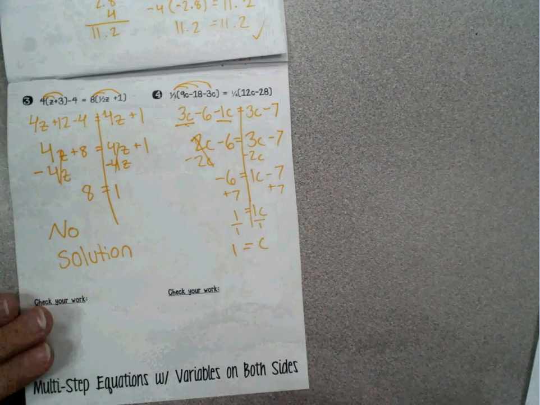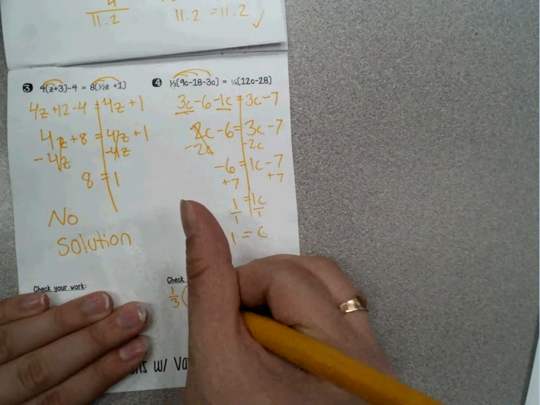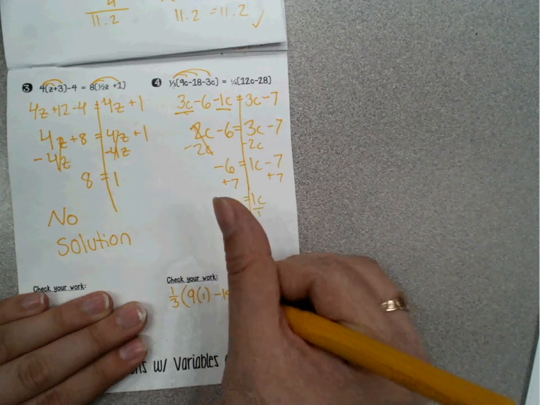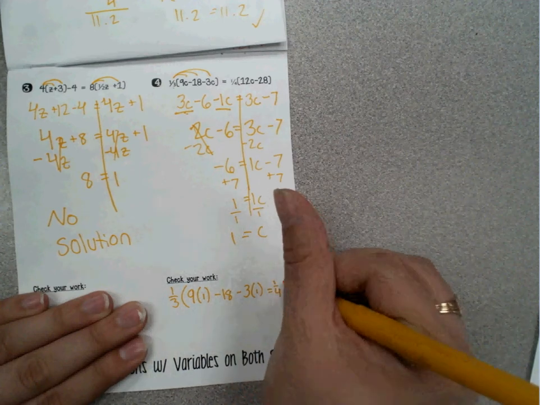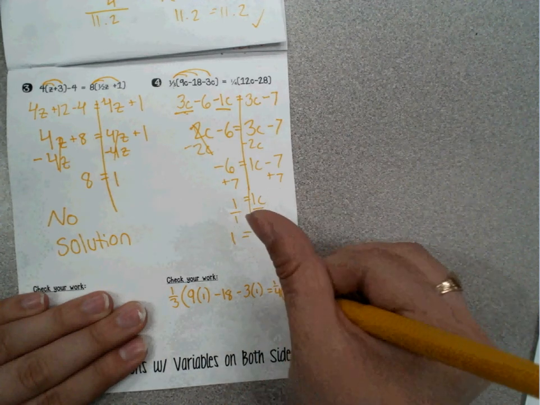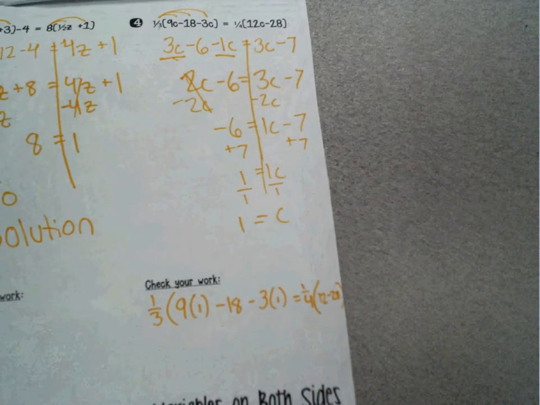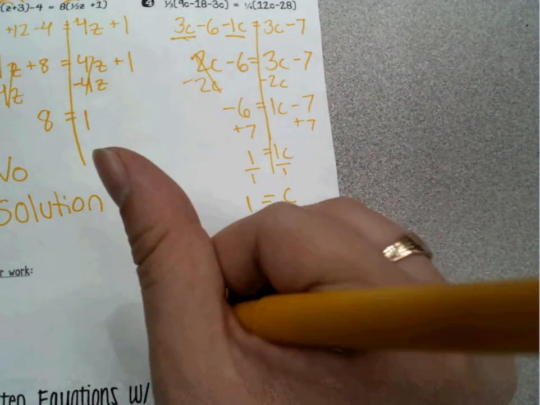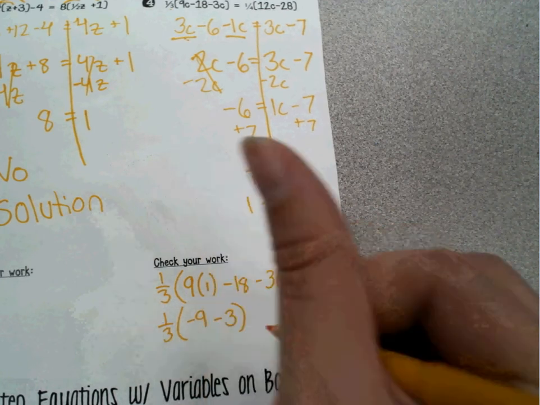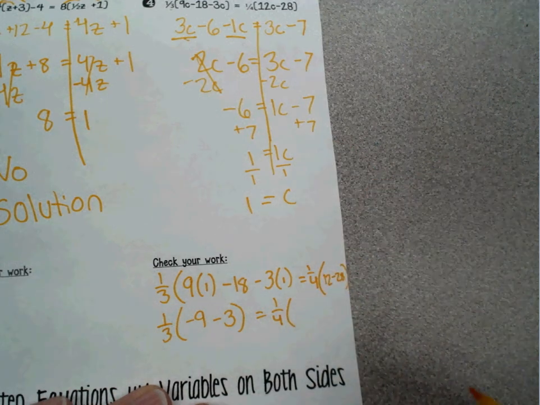Now let's just check this real quick to make sure. So 1/3, instead of 9c, it's going to be 9 times 1 minus 18 minus 3 times 1 equals 1/4 times 12 times 1, which we know will just be 12, minus 28. I ran out of room to write that a little bit. Let's zoom in a little bit more. So now let's just solve this. We want to keep 1/3 of 9 minus 18 is just -9, and then 3 times 1 is just 3, equals 1/4 of 12 minus 28.